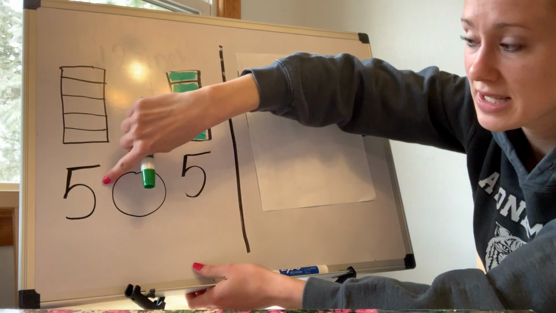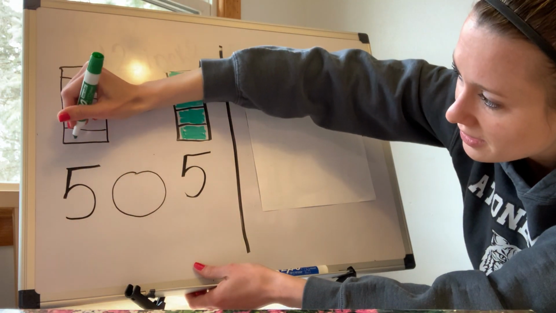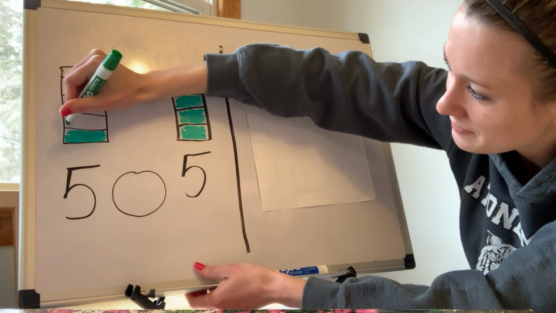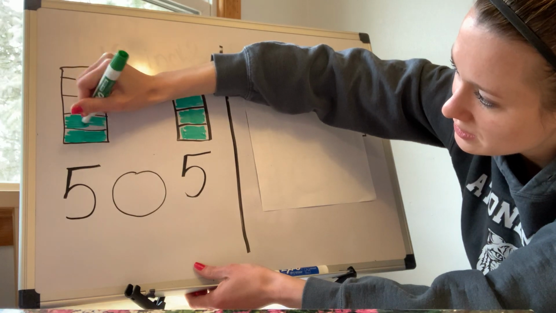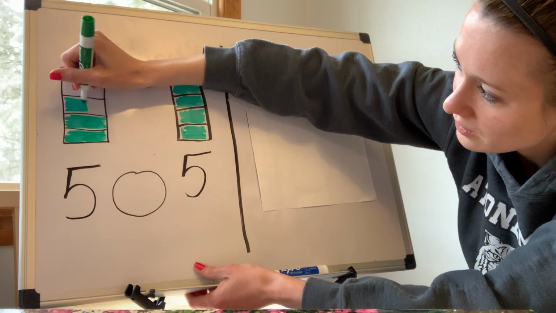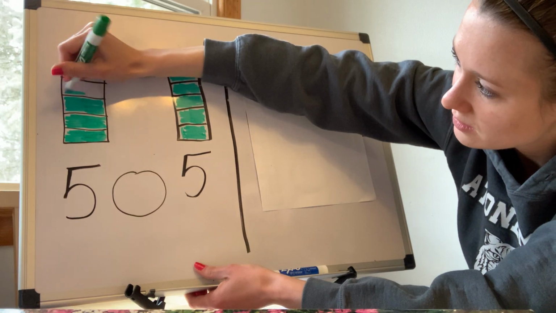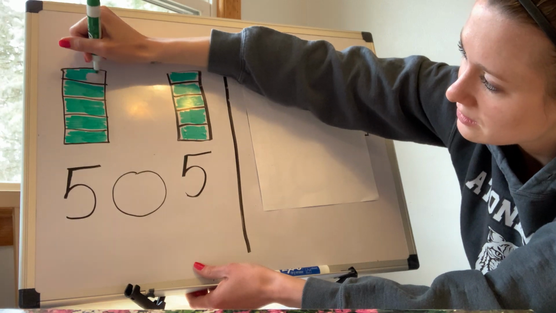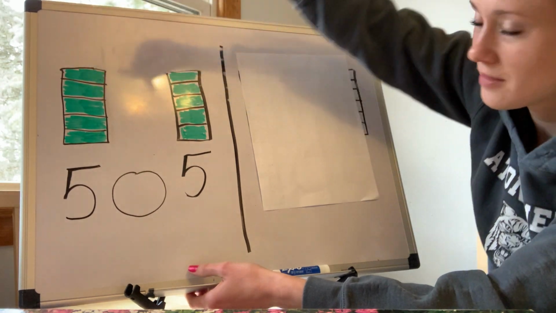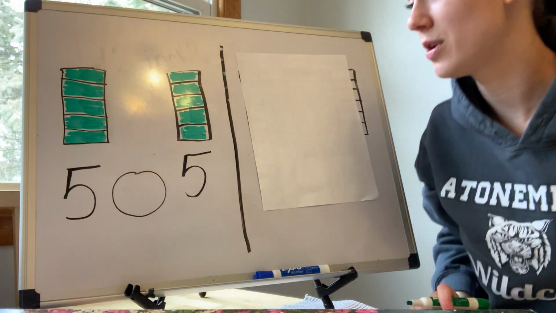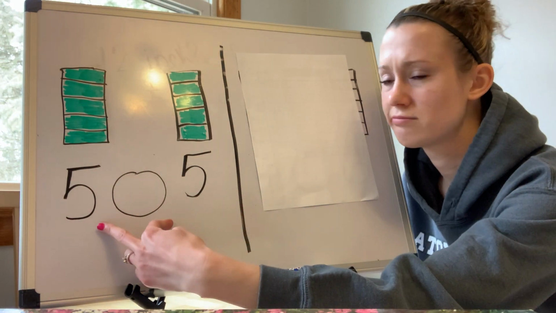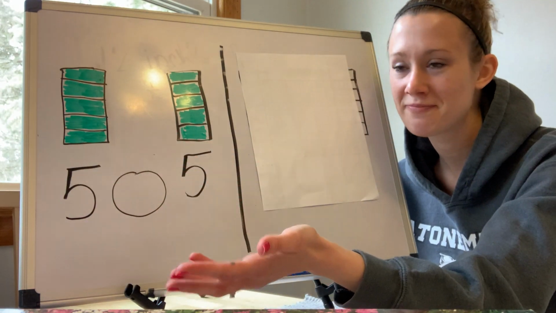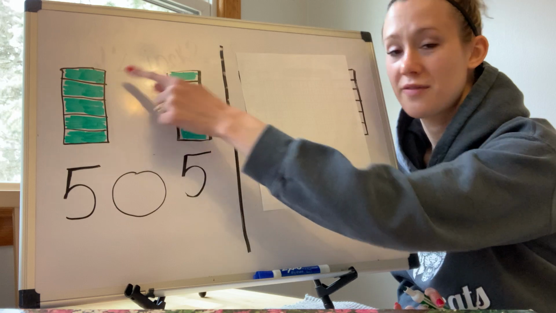Okay, now I'm gonna do the same thing over here. I have to color what this number says. So this number says 5. So I'm gonna color 5. So there's 1, 2, 3, 4, and 5. Now, when you look at these two numbers, they are both exactly the same because I colored 1, 2, 3, 4, 5.